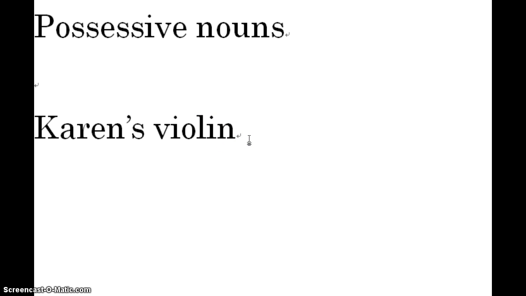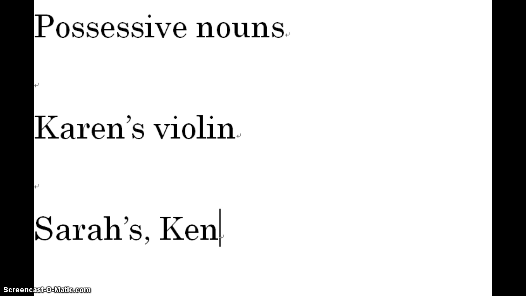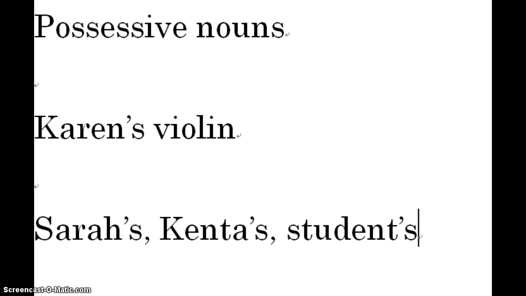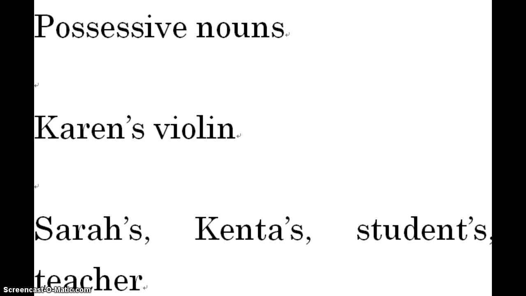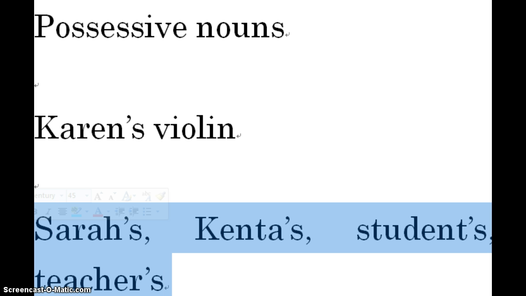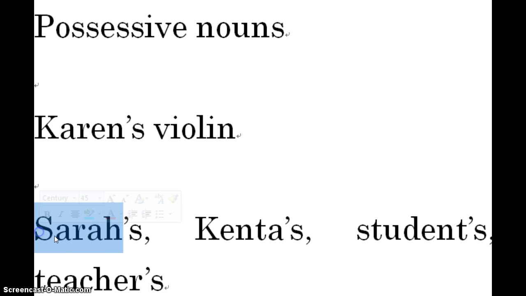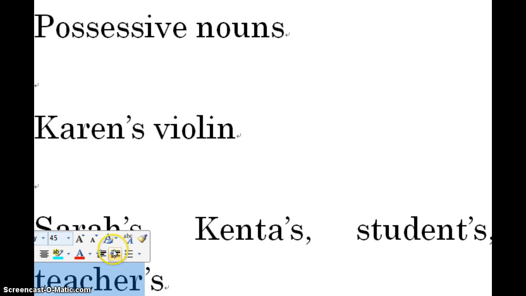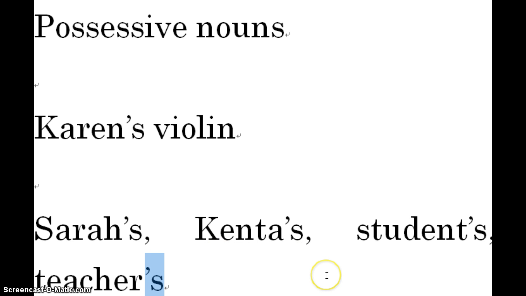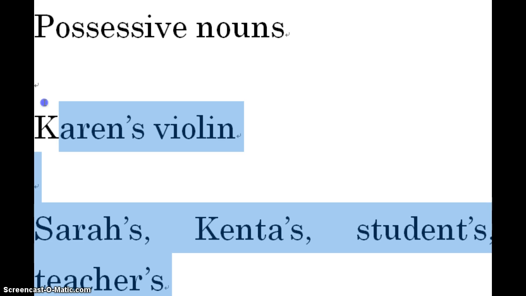Okay, so for example, other examples of singular possessive nouns are Sarah's, Kenta's, student's, teacher's. For all these possessive nouns, we are only talking about one owner or one user. Because we have the name, or the noun, a singular noun, and then we put the apostrophe S after that.